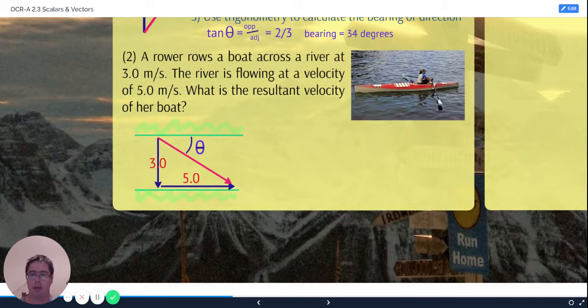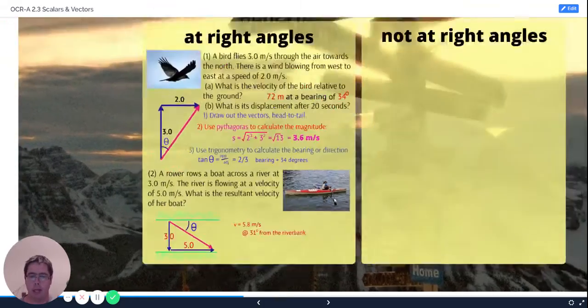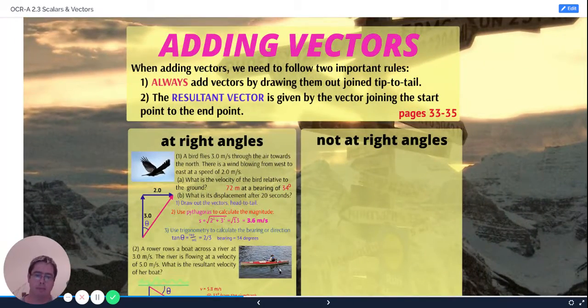We can measure that angle from the riverbank. If you have a look at your booklets, it's asking for degrees from the riverbank in terms of the direction. So we can find the velocity: 3 squared plus 5 squared, square root it, you get 5.8 meters per second. And the angle, tan theta, is this inside angle here, opposite 3 divided by adjacent 5. 3 divided by 5, inverse tan, you get 31 degrees.